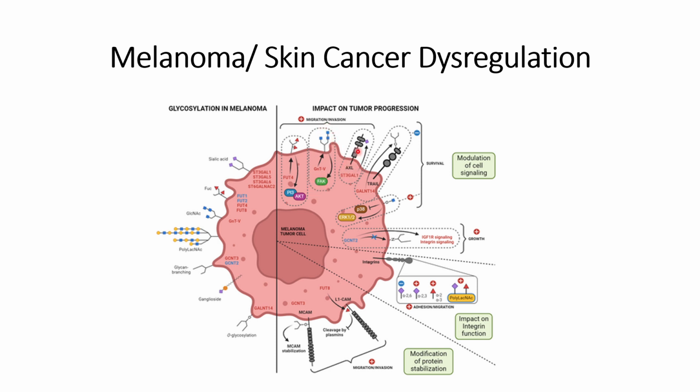And similarly, this ST3Gal1 and GalNT4 are also dysregulated. So in this case, what will happen is that the survival pathways get upregulated, and that helps in migration and invasion. So this kind of glycan structures helps in the migration and invasion also. However, this GalNT4 is dysregulated, and this helps in the survival of the tumor cells.